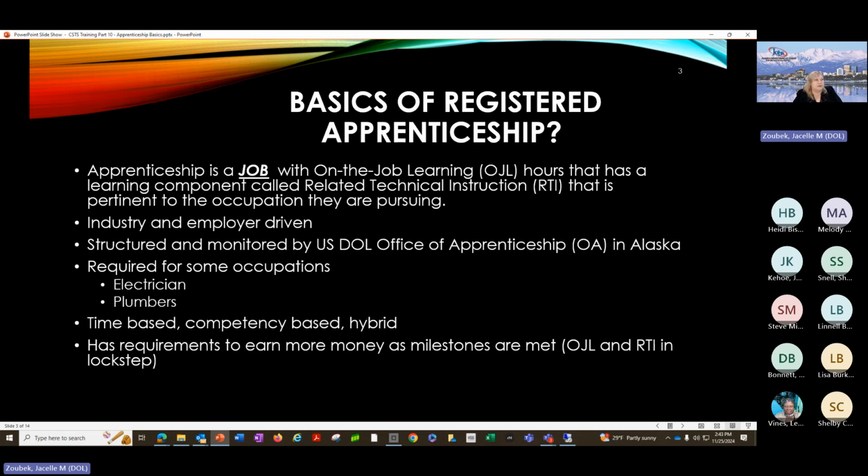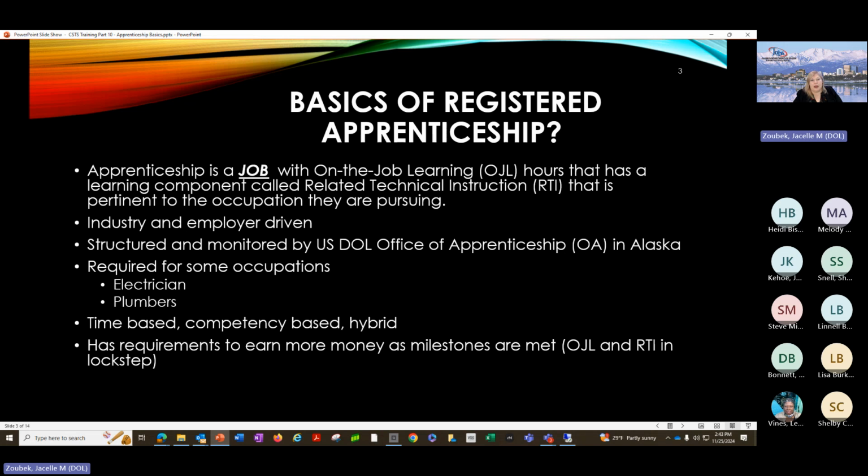Those are those hours that they're doing the learning while they're working with their mentor. And then also related technical instruction, also known as related instruction, that is pertinent to the occupation they're pursuing. So think about someone who is going to college, and there are a number of courses that they need to take in order to earn a degree, but may not have a specific bearing on the occupation that they're looking to do. So this related technical instruction is focused just on the occupation that they're going to be doing.